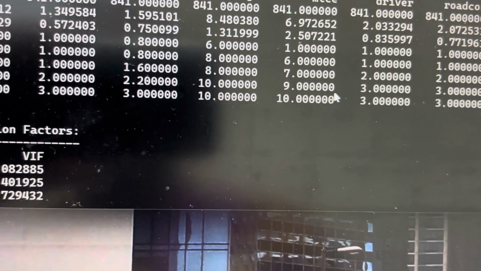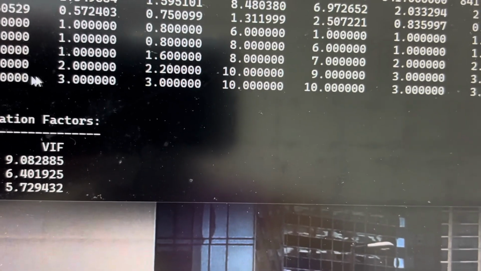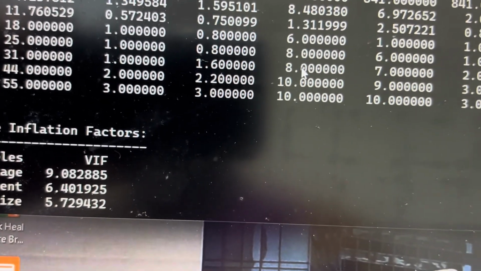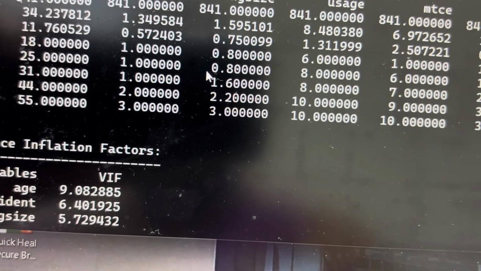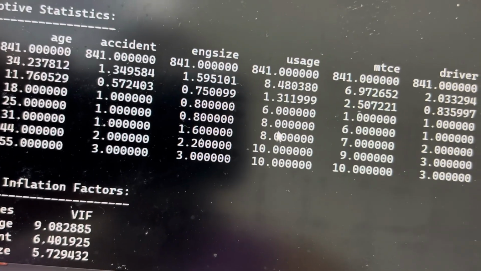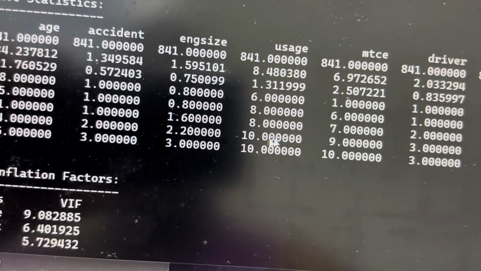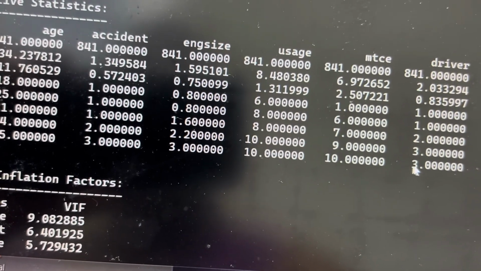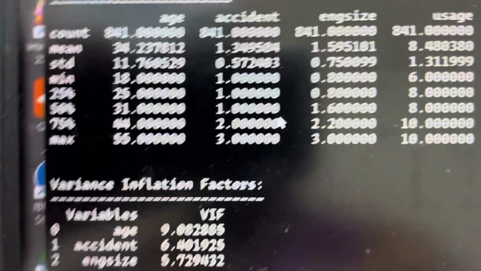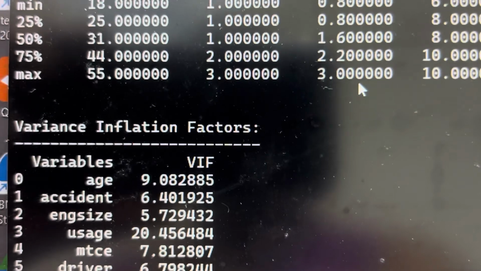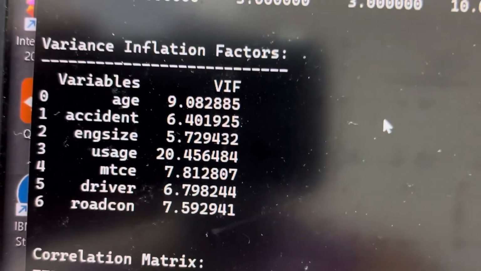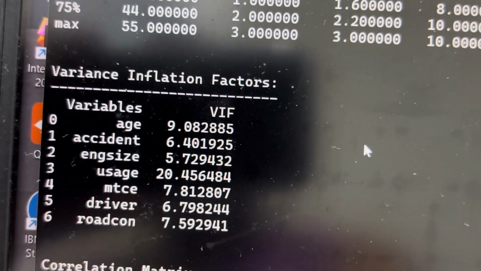You can see that not all of them use just 1 and 0. Some use continuous values, as with age, usage, engine size, and maintenance, while the others use categorical values that are numbered, that is, scaled categorical.